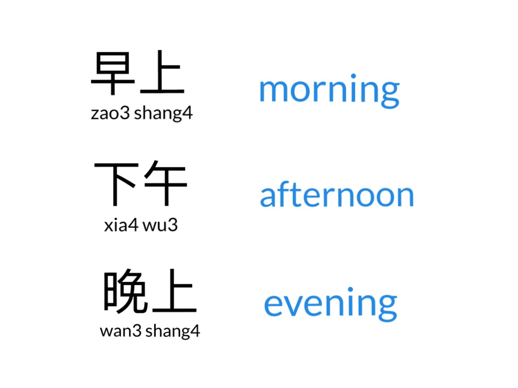I will read these words again so that you will have an idea how to read them in Chinese. Morning, we will read it as 早上. Afternoon, we will read it as 下午. And evening, we will read it as 晚上. So 早上, 下午, 晚上. This is very important in telling time in Chinese.